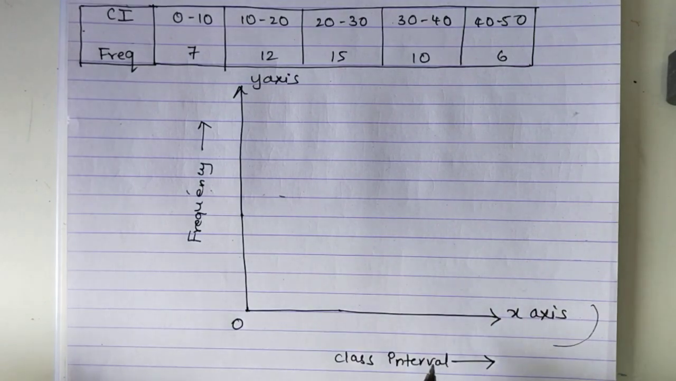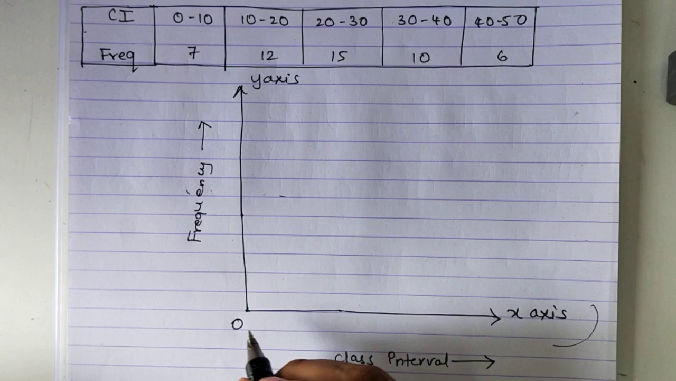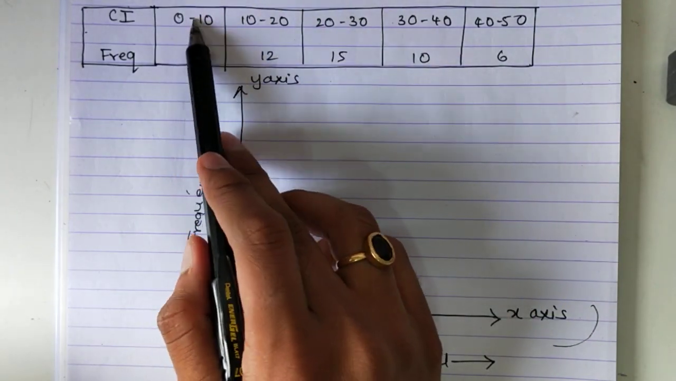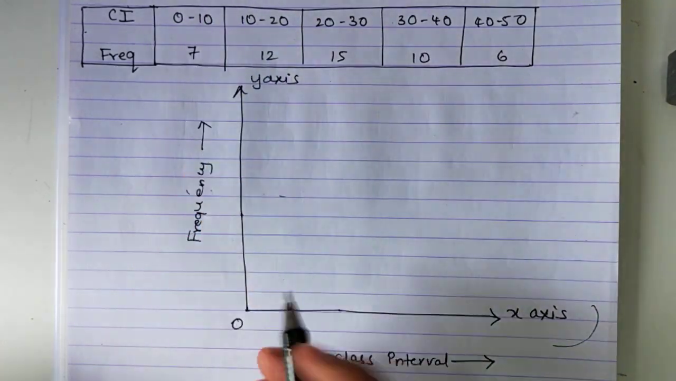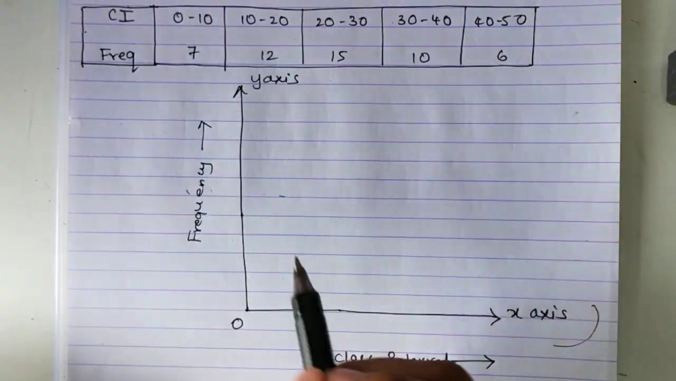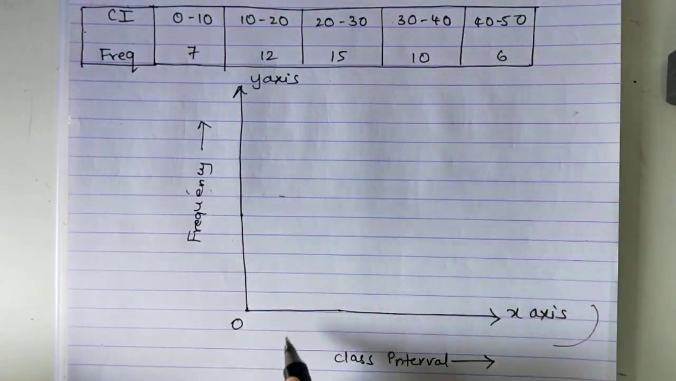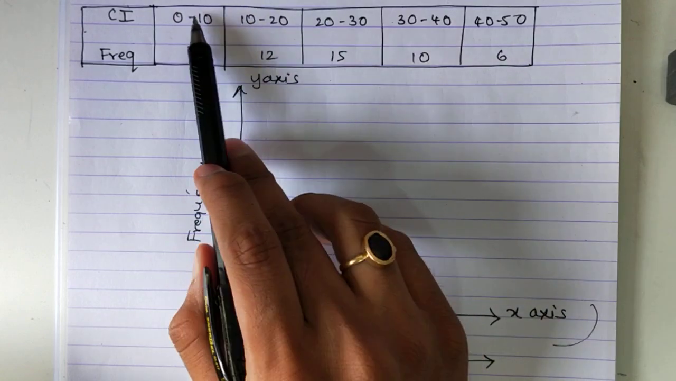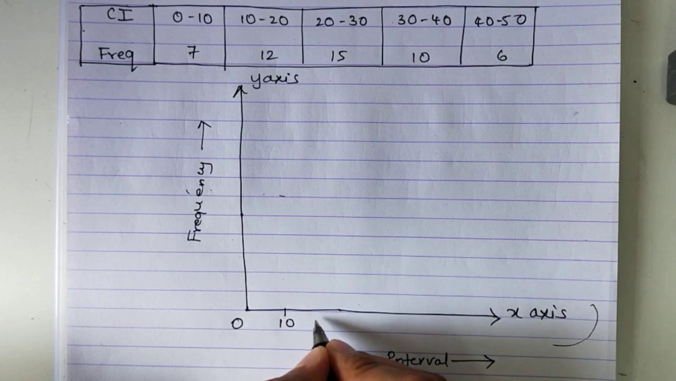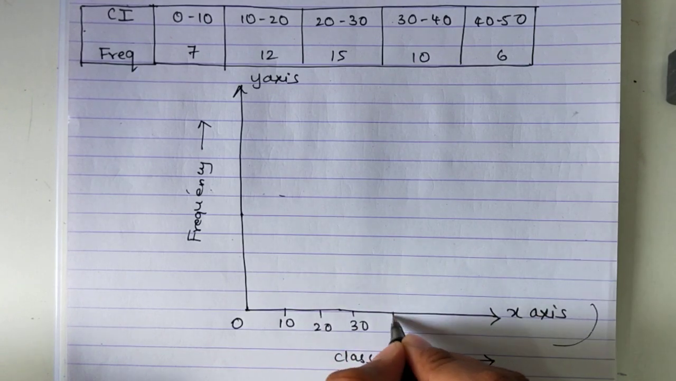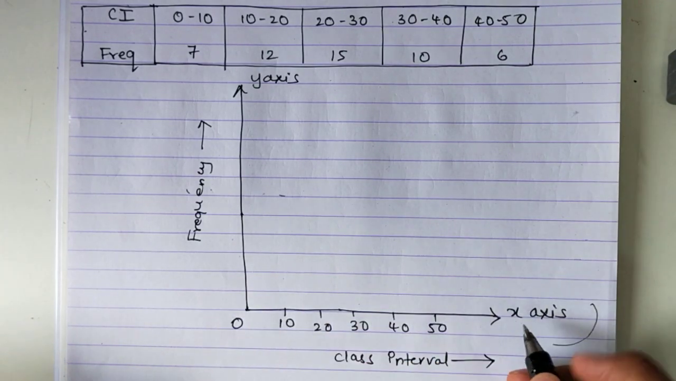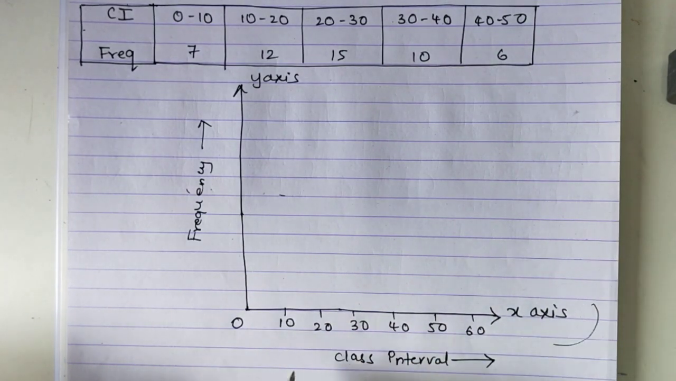Then this value is always 0. Even if our data starts from 50 or 100 or 120, anywhere, this value will always be 0. Now, how to draw a histogram. First let's mark this. Class intervals are 0, 10, 20, 30, 40, 50. So I'll mark this here, 50, like this. I'll mark one extra also.